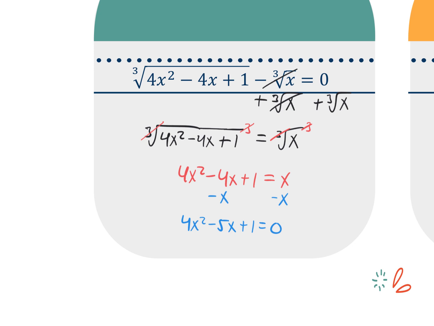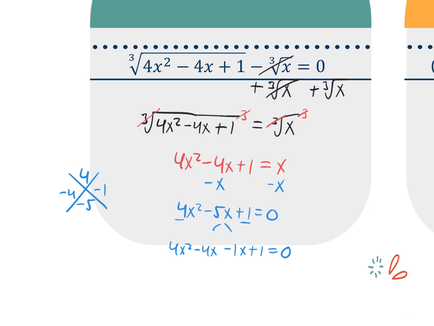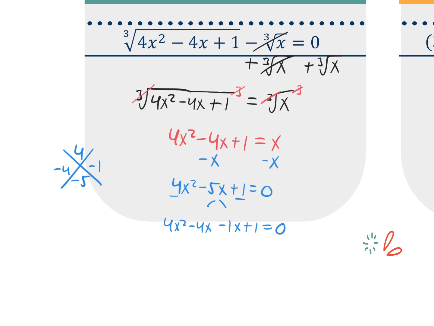When there's something in front of the x squared, you want to multiply the first times the last. So what multiplies to 4 and adds to negative 5, the middle term? It's going to be negative 4 and negative 1. So we want to split up the middle term and say 4x squared minus 4x minus 1x plus 1 equals 0. Then group the first 2 and group the second 2. Take a GCF from the first group, we get a 4x, and you're left with x minus 1. In the second group, you can take out a negative 1, and you're left with x minus 1.